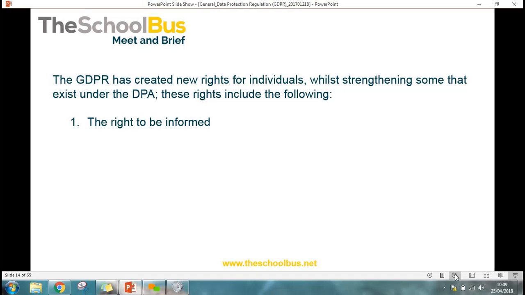So one is the right to be informed. So every single person has a right to know what data a company or school has on them and how that data is going to be processed. They have the right to access, so they can access that freely. They put in an access request. They are within their rights to receive that back.